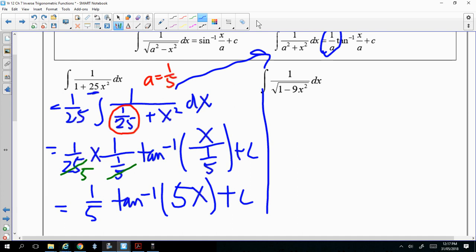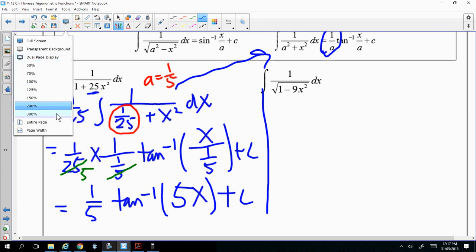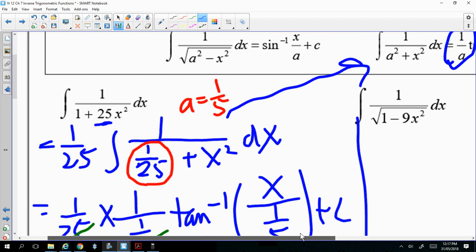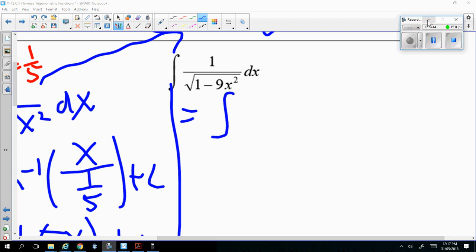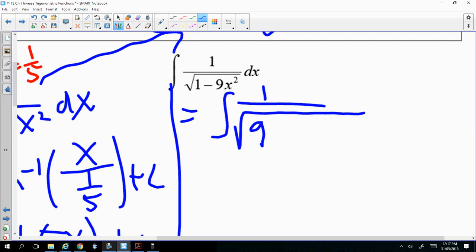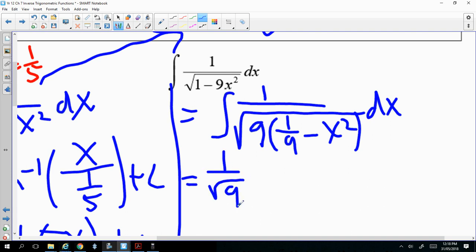Alright, take the 9 out, but just be careful with the square root. So take 9 out, so you get 1 over square root 9, and put open bracket, 1 over 9 minus x squared. The x, take the 1 over 9 out, so you get 1 over square root of 9 integral like this: 1 over 3 squared minus x squared. So put it in that special form.